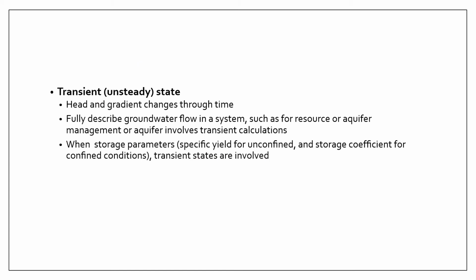Now we have transient or unsteady state. So this basically involves a hydraulic head and a hydraulic gradient that is changing through time. So if your hydraulic head is going up or down through time, that means your hydraulic gradient is also changing. So it's not a steady state. It's an unsteady state. All right.